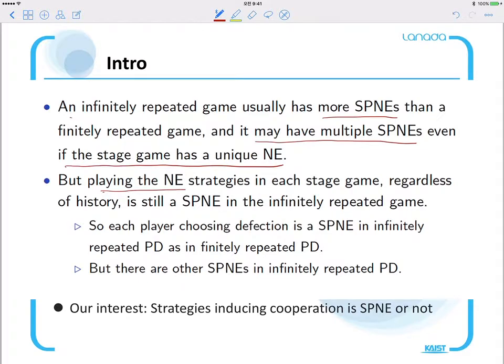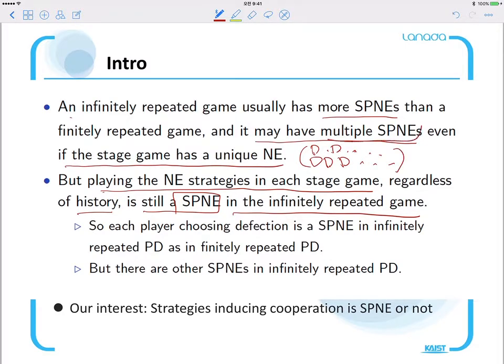But playing the Nash equilibrium in each stage game, like D D D D D, regardless of the history, is still a subgame perfect Nash equilibrium. But I'm saying that in addition to this strategy, there could be more. That's the key point. Playing D D D D D, defecting, is also a subgame perfect Nash equilibrium, but we have more than that.